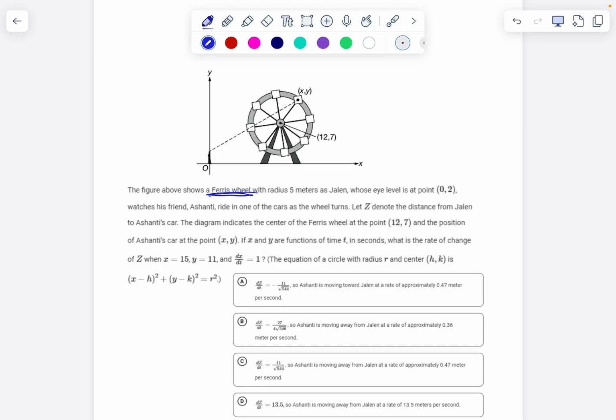So study. Do the progress checks that I assign on AP Classroom. You said start it and then take it.